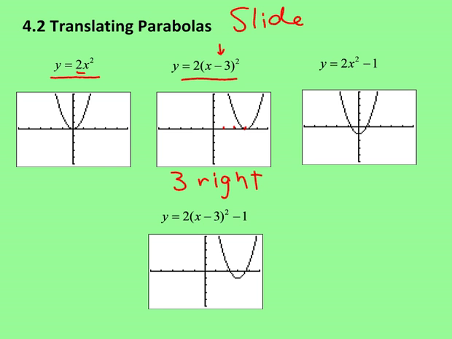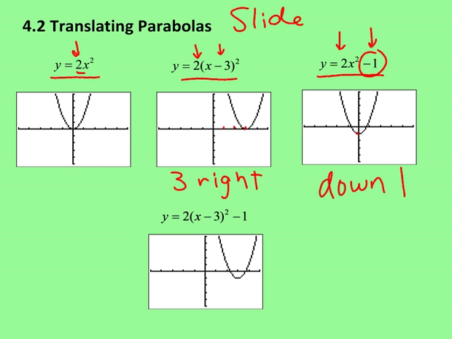Now when we take this equation, y equals 2x squared minus 1, we're subtracting again, but you see it's not part of what's being squared, it's out to the side. And for this one, it appears to have been shifted down 1. And that's from that minus 1. You'll notice all of these parabolas have the same shape because they all have an a of 2.